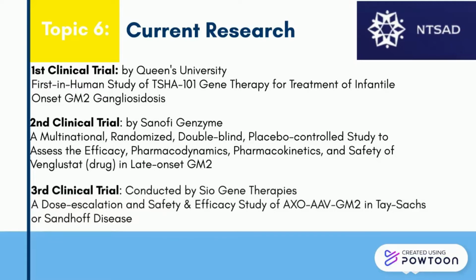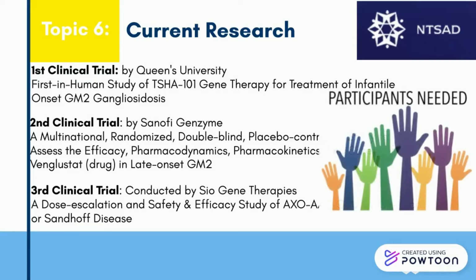AXO-AAV-GM2 is an investigational gene therapy that aims to restore HEXA function by introducing a functional copy of the HEXA and HEXB genes. All of this ongoing research is in the recruiting process, and it seems that it will take a minimum of 5 years before any papers are published.